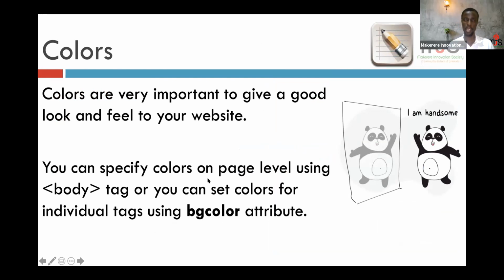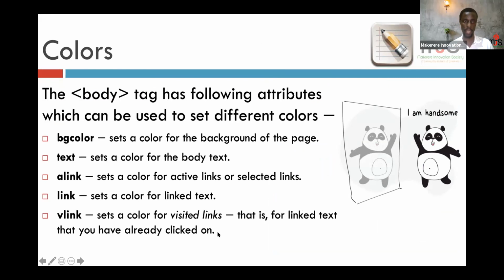So all this is about colors, which are also attributes of HTML tags, as you're going to see. The body tag has the following attributes, which can be used to set different colors. For example, if you want to set the background color, you use BG color. And if you want to change the color of text on your web page, you use text to set a color for the body text.